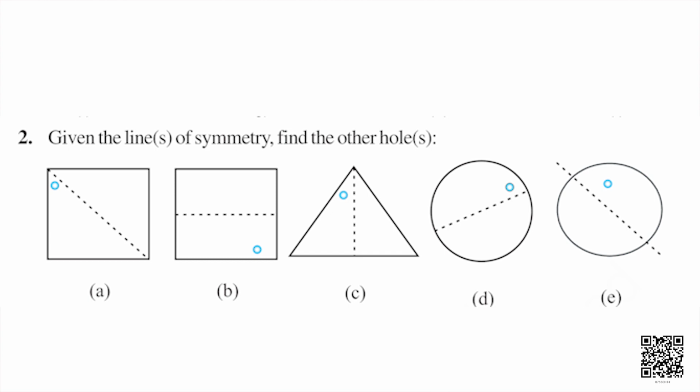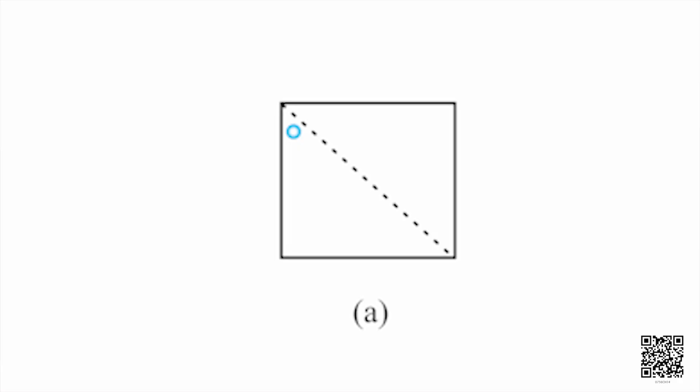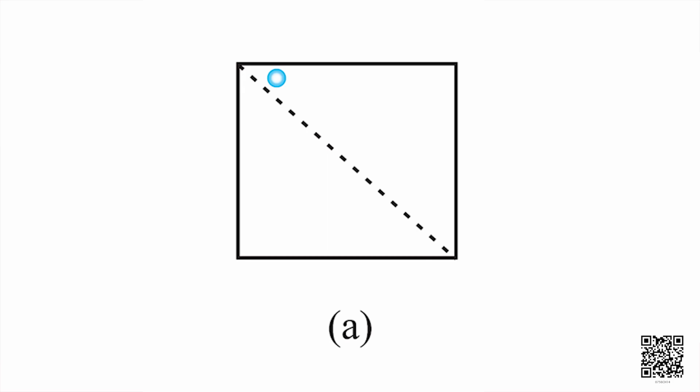So to find the other hole, we will again use the same property of line of symmetry, the mirror image of the other half. So with the help of this, we can find the answer. We can visualize a line of symmetry and the two holes. So in the first question of the square, the answer will be like this.